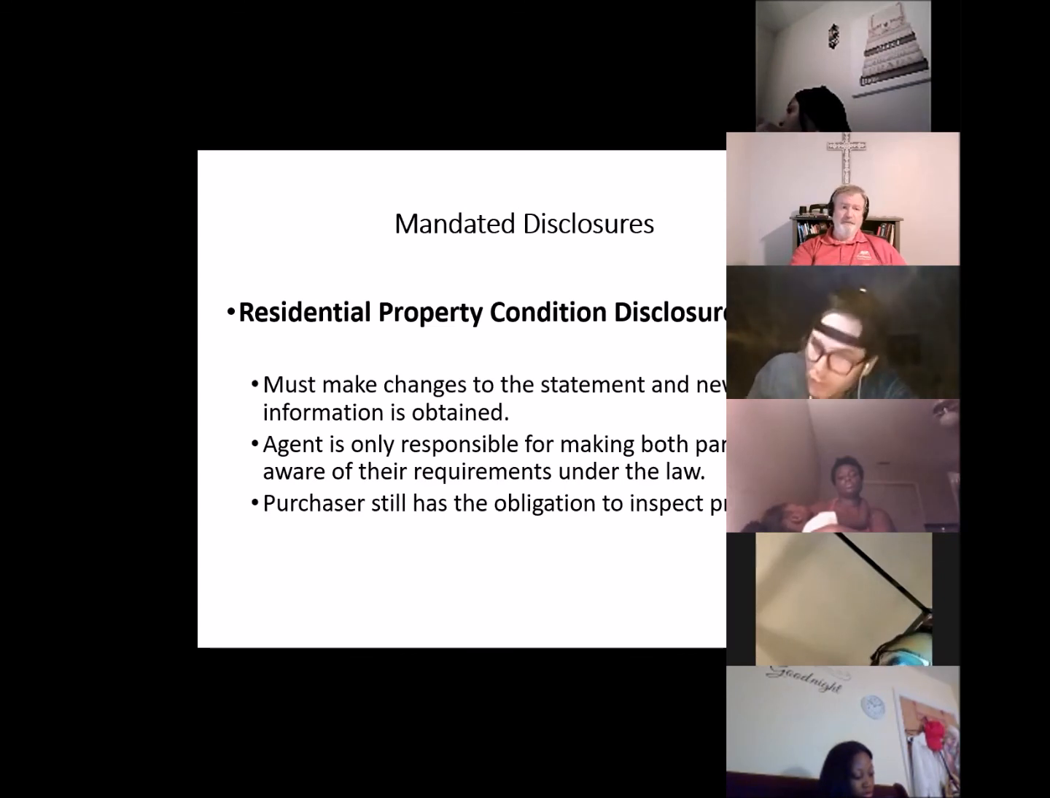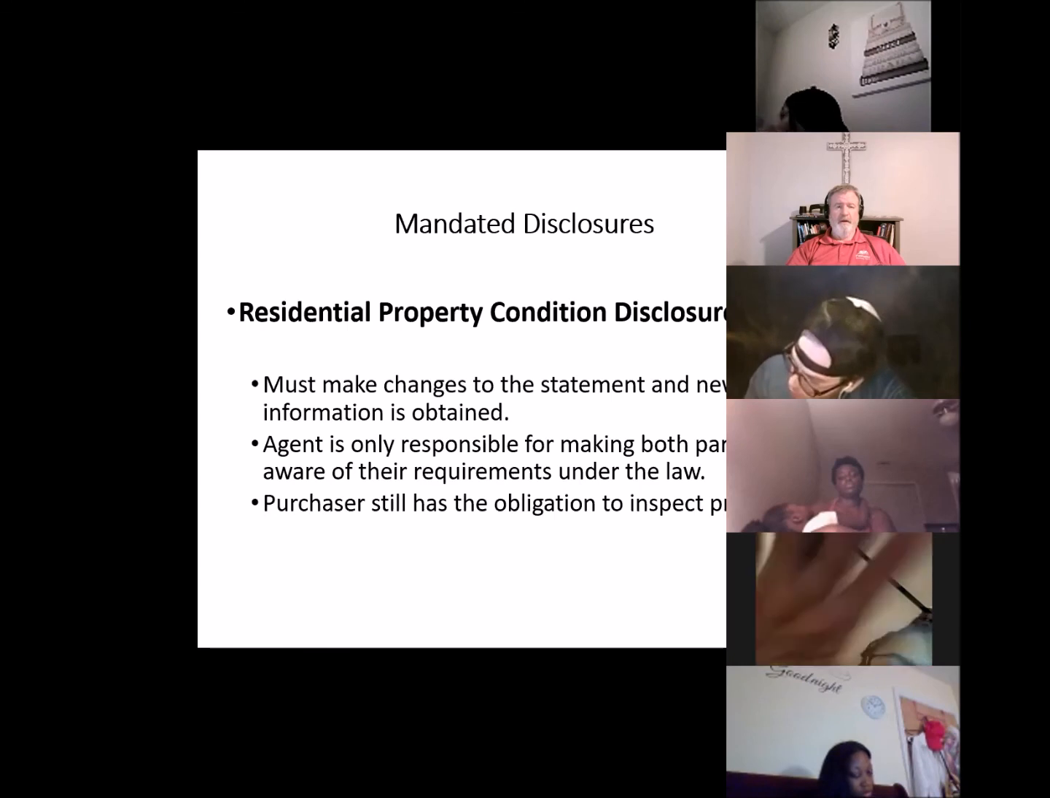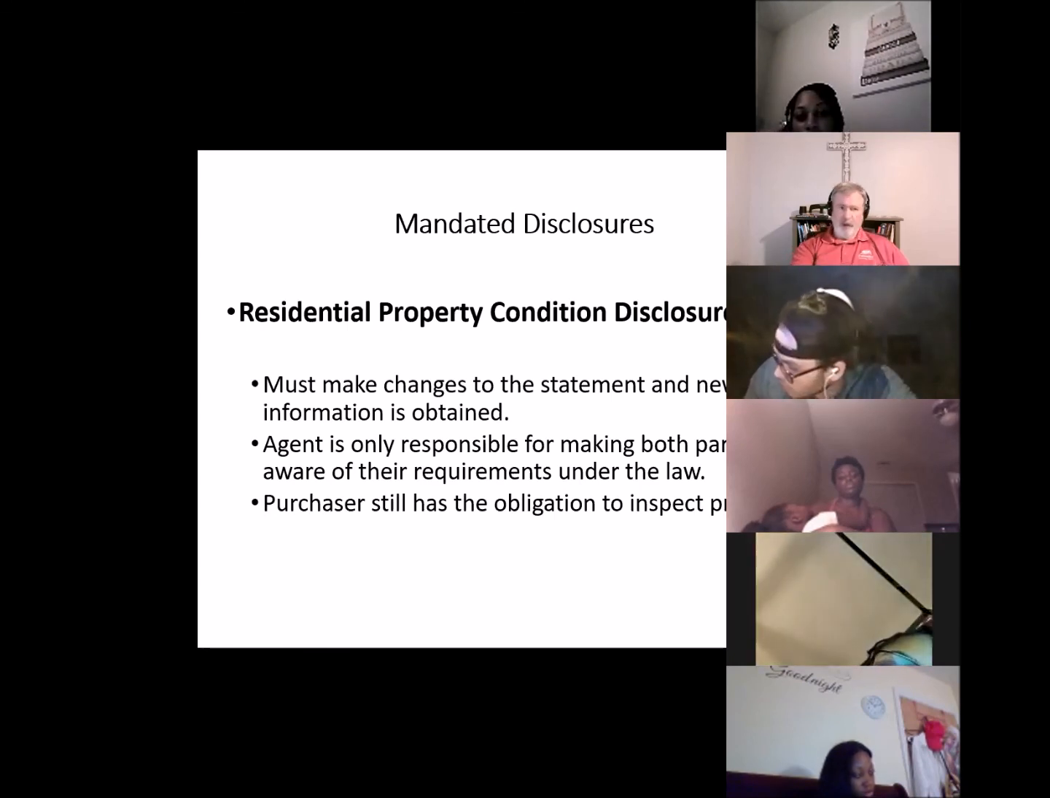Can you put it in the MLS like you were saying, like you had knowledge of it, instead of doing a new form? No, you got to go back and correct the form. The law says if your knowledge or anything changes, you got to go back and correct it, fix it.